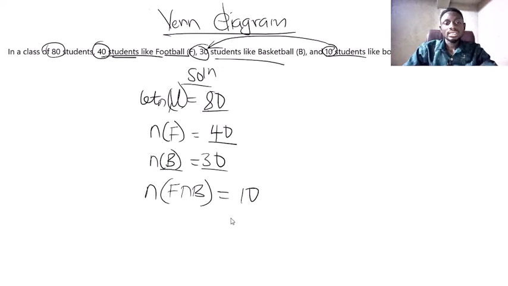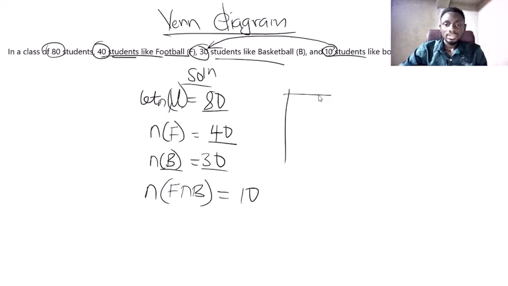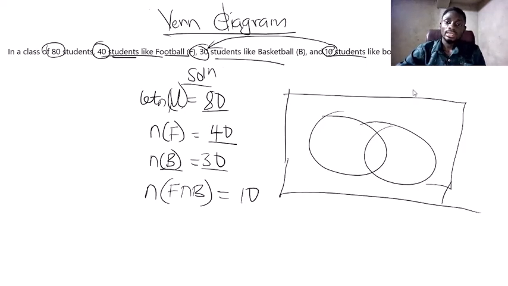Right. Now, if you are to draw a Venn diagram, it is drawn in this way. The number of students in the class, which is represented with the universal set U, equals 80. Now let's represent the first circle as the circle representing football, F, which is 40. And then let's represent the second circle for basketball, which is 30. So we have 10 students who like both football and basketball.